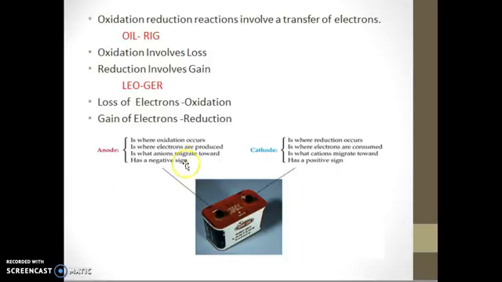Now, how to remember the concepts very easily? Simply you can write OIL RIG. Oxidation involves loss, reduction involves gain. One more thing is LEO the lion says GER: loss of electrons, oxidation; gain of electrons, reduction.